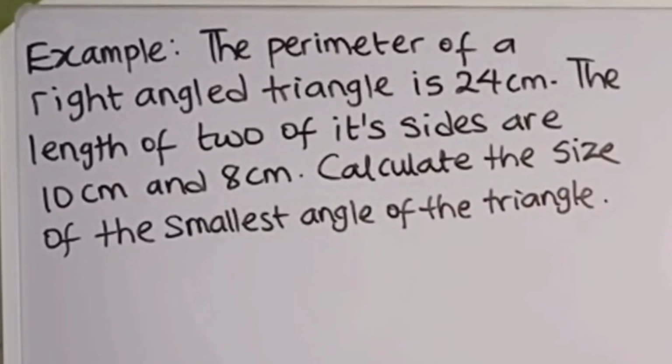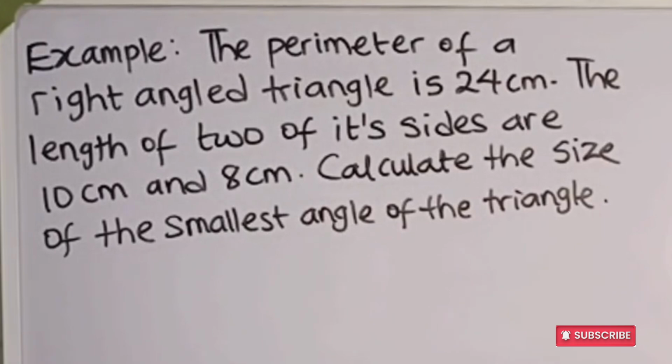Let's look at this question. We are told that the perimeter of a right angled triangle is 24 centimeter. The length of two of its sides are 10 centimeter and 8 centimeter. We are expected to calculate the size of the smallest angle of the triangle.